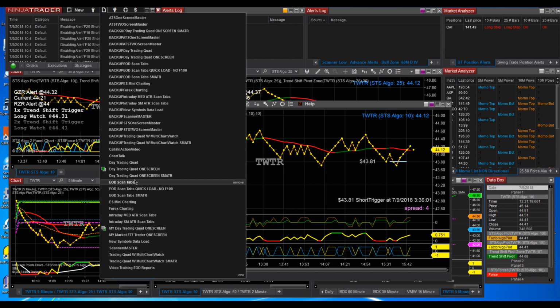Find the setup that makes you money consistently and trade that setup. That's what you want to do, and be consistent about what you do. You can have more than one setup, but you don't have to trade them all.